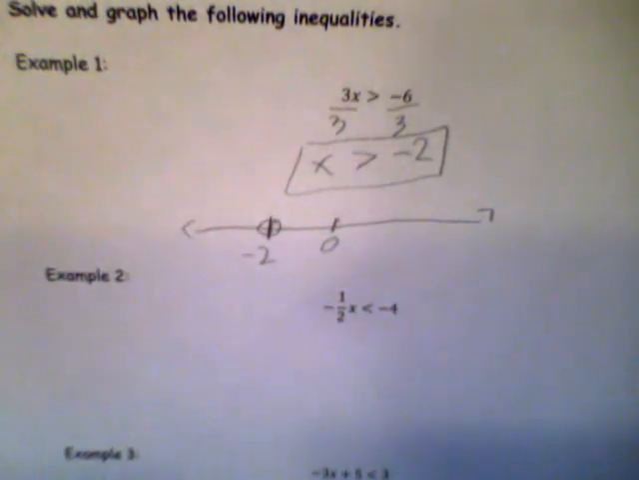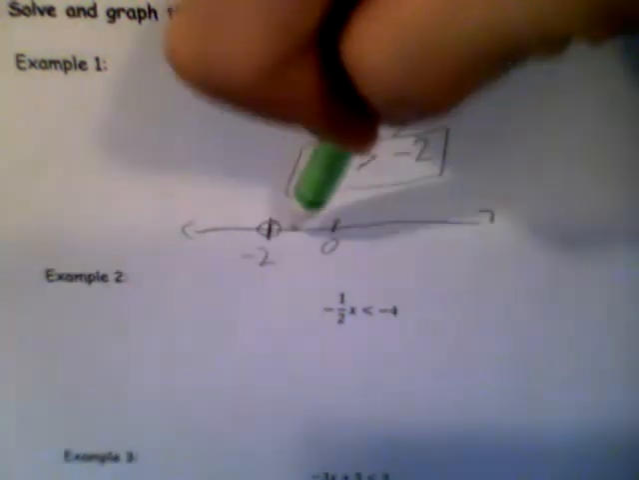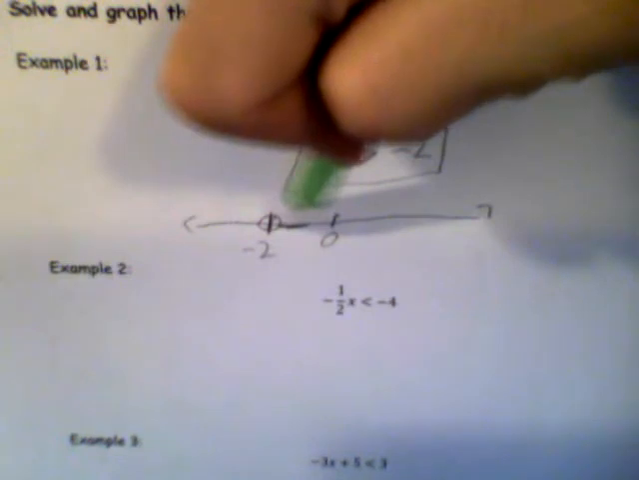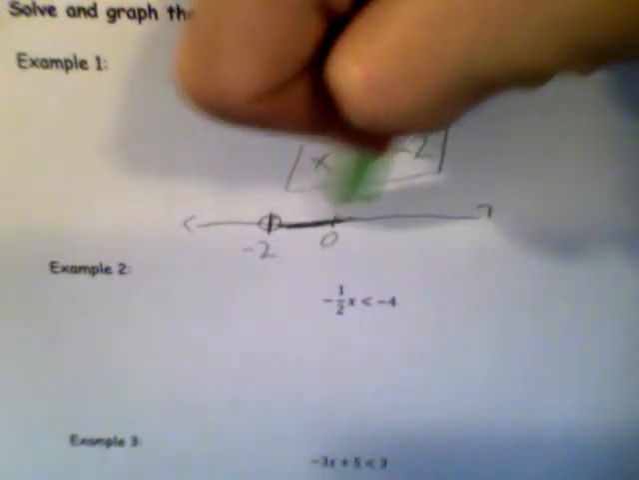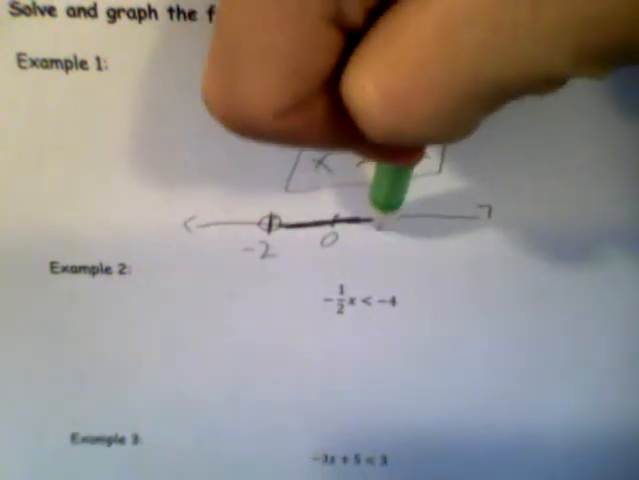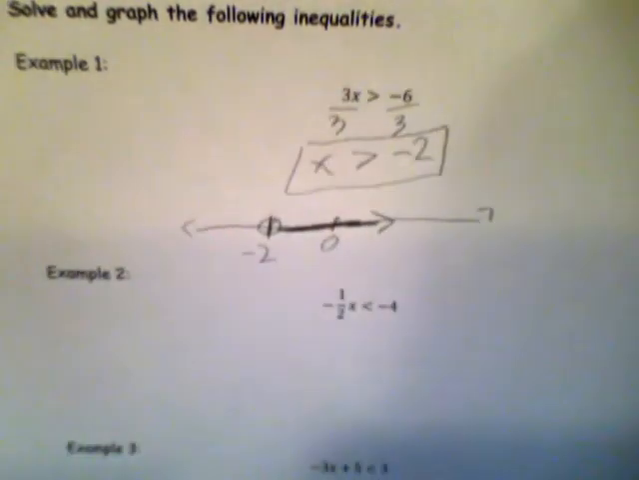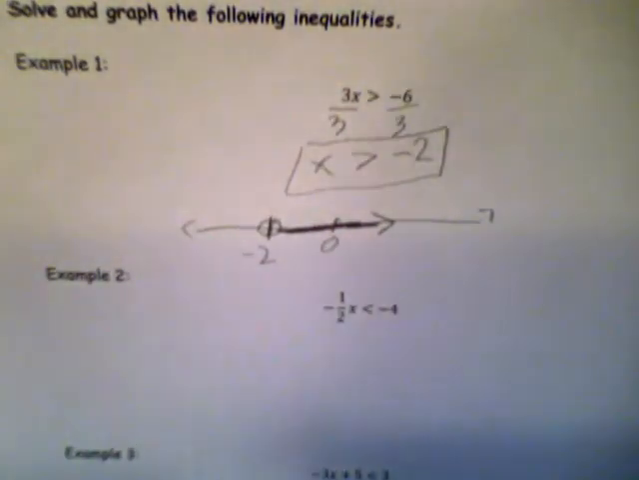And then it's greater than negative 2, so I'm going to be shading to the right, because everything to the right is bigger than negative 2. So I make my shading and my arrow go to the right. And that is my final answer for example 1. Just because I'm running out of room, I'm not going to box in my graph.